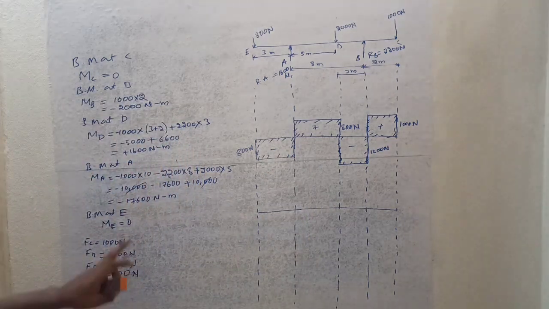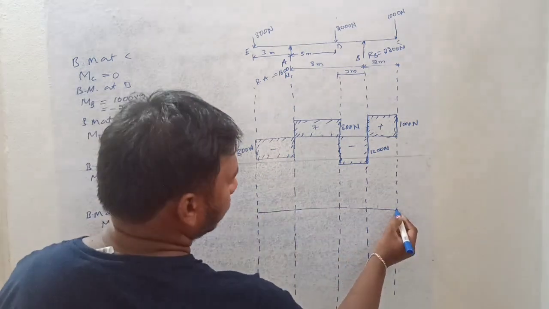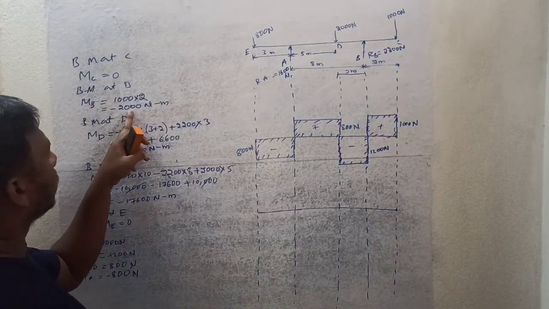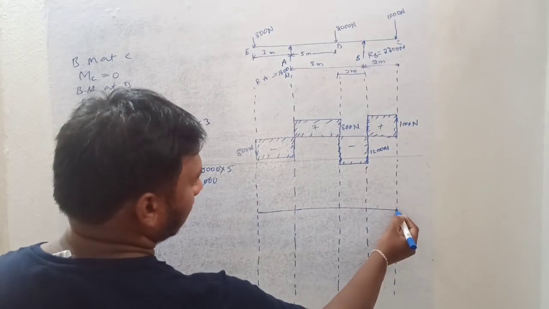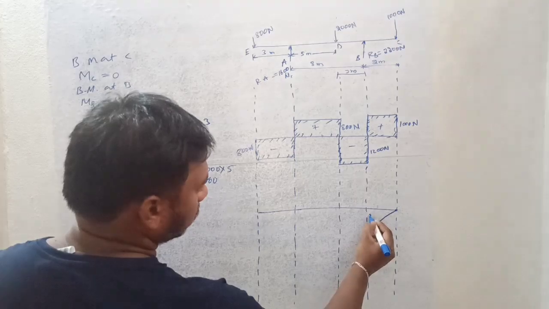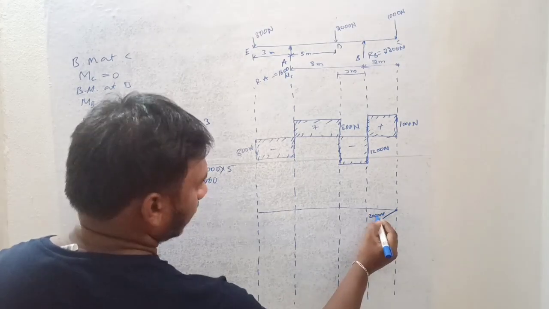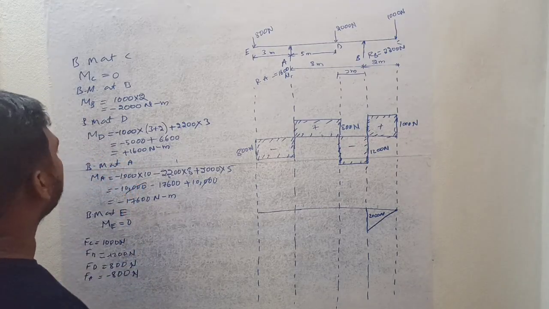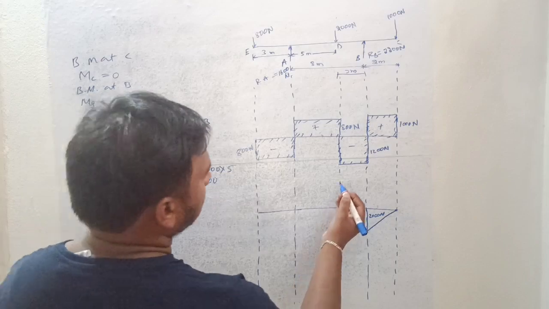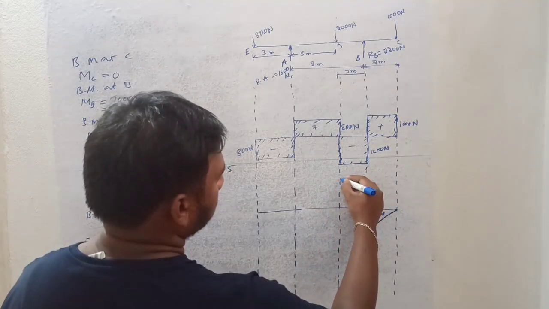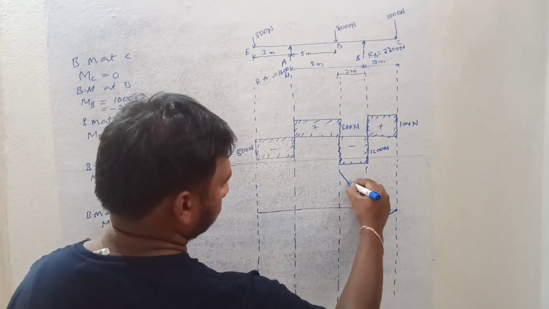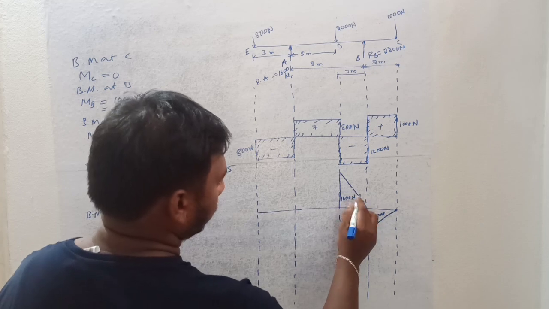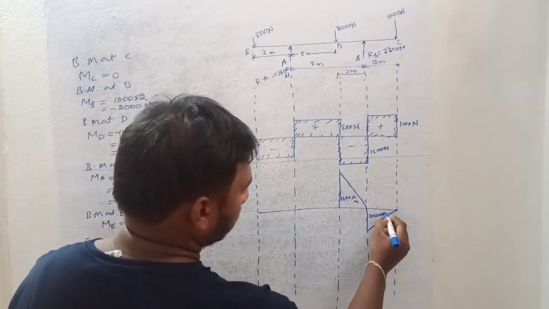And next one is bending moment. What is the bending moment at C? It is 0. And what is the bending moment at B? Minus 2000, linear, minus 2000 Newton meter in magnitude, right? And next one is bending moment at D. It is positive 1600, this is 1600 Newton meter, right?